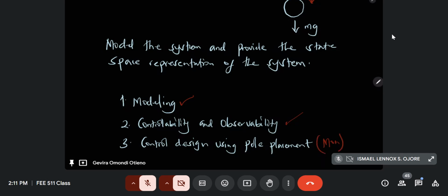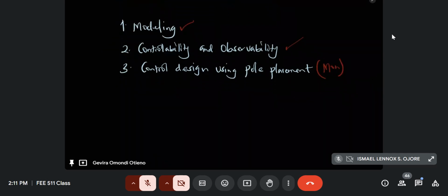So now, let me go straight to controllability because we only have less than an hour. So I'll start with controllability.